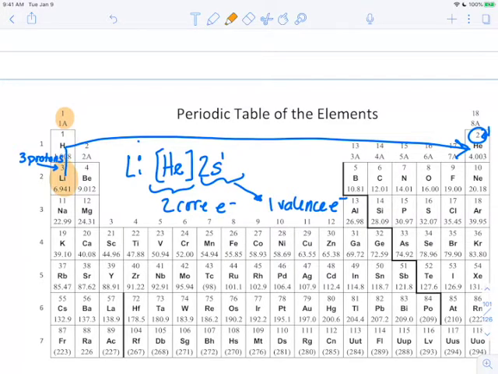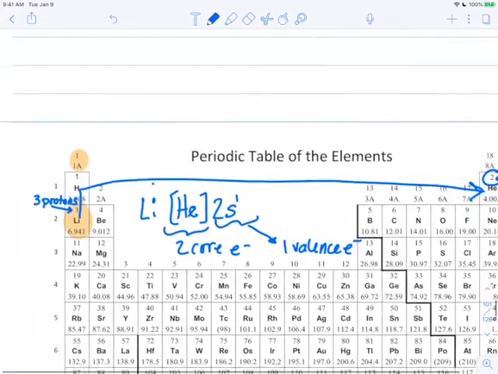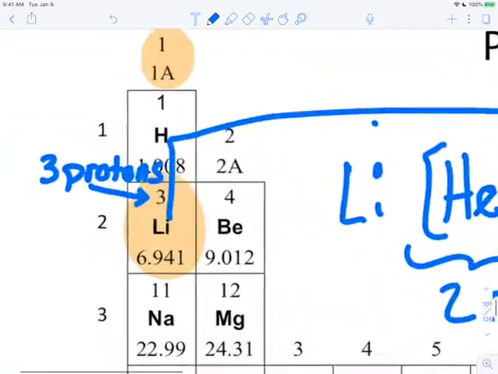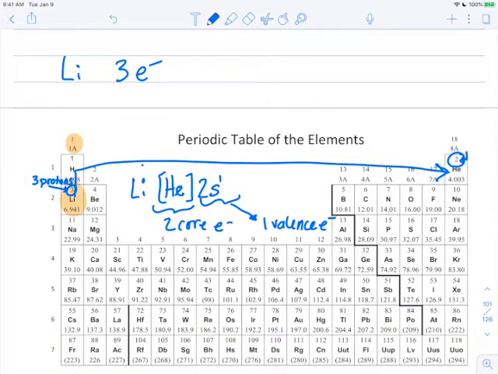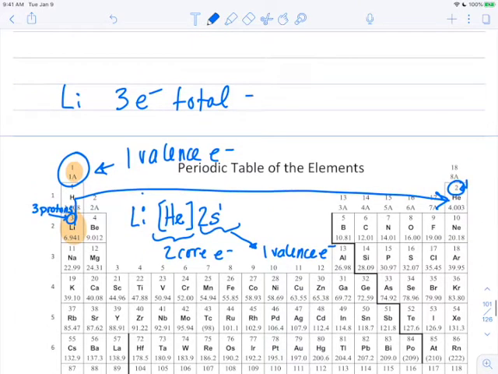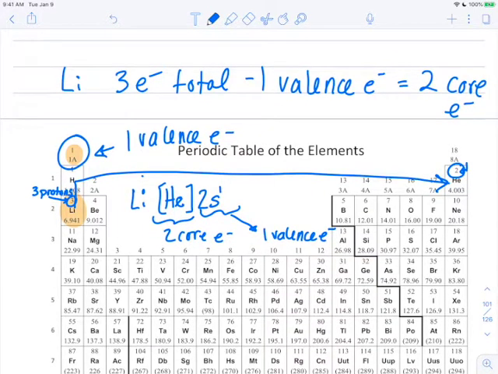Another way to determine core versus valence electrons is that if you know lithium has a total of 3 electrons, and you look right up here and say, hey, I know it has 1 valence electron, you could then determine that it must have 2 core electrons. So there are several different ways to determine your core electrons. Any questions on how you would find those core electrons?